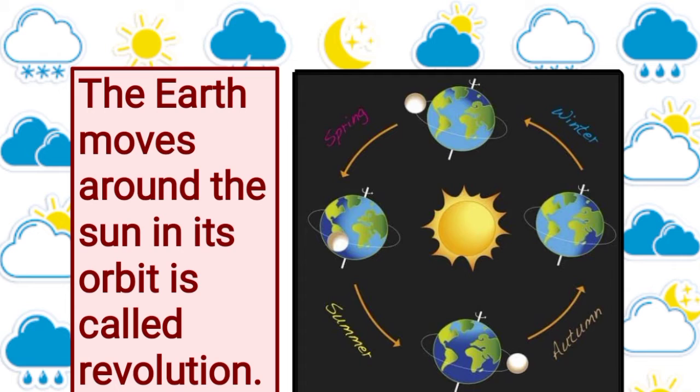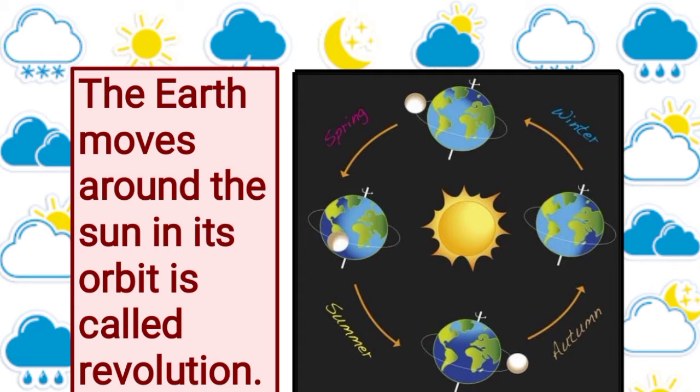Now let's understand what is revolution. So revolution is often used as a synonym for rotation. But in many fields of science like astronomy and its related subjects, revolution is referred to as an orbital revolution. It means that it is used when one body moves around another, while rotation is used to mean the movement around the axis.